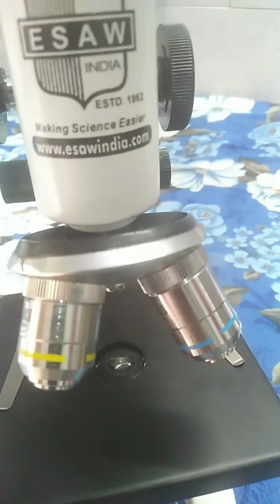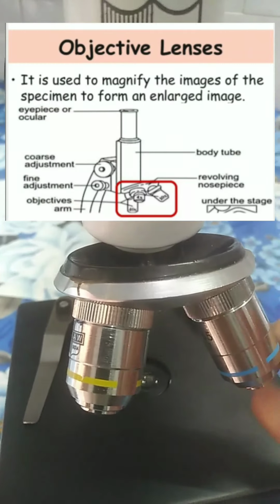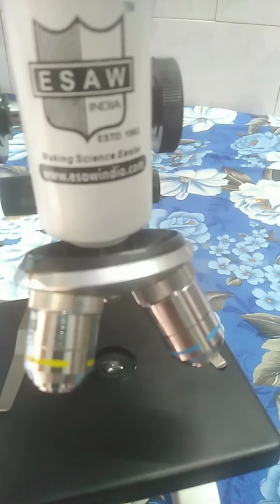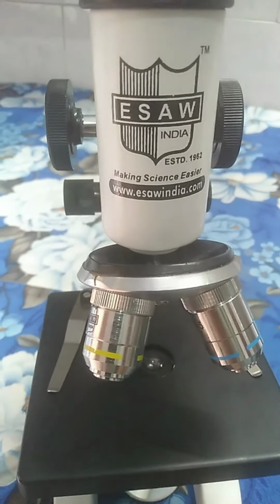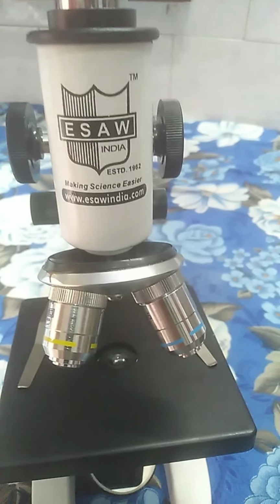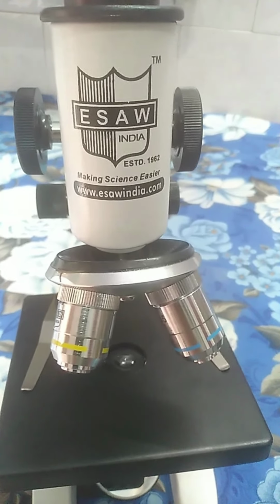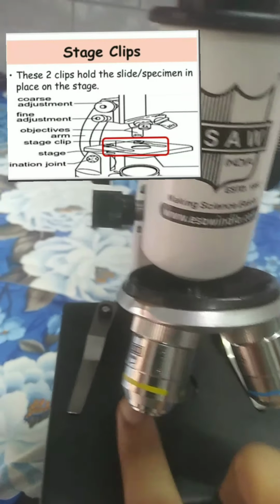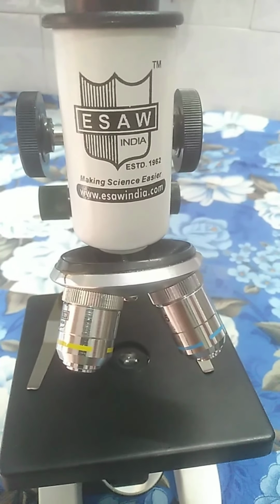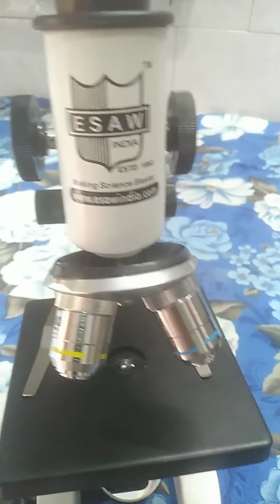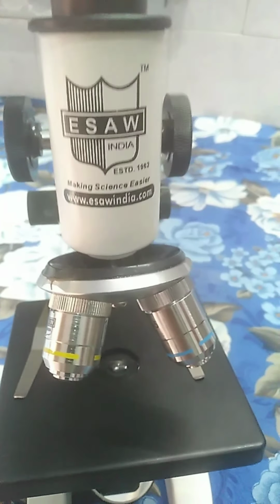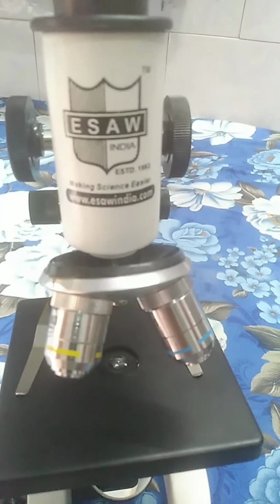Now let's move to the third one, that is the objective lens. As we are saying, objective lenses are helpful in the magnification of the image or the specimen which we are seeing here. I will show you in the next video, when I upload it, how slides are seen under the microscope. Stage clips are basically to hold the specimen or slide over here. Next, let's talk about the eyepieces. The eyepiece is helpful in seeing the object, and it magnifies the object.